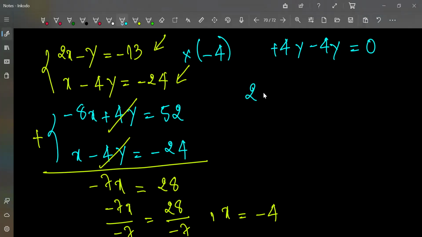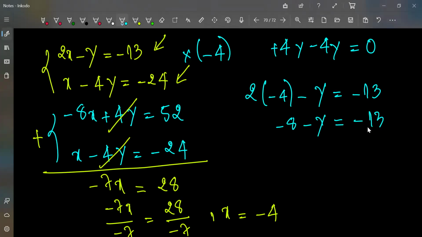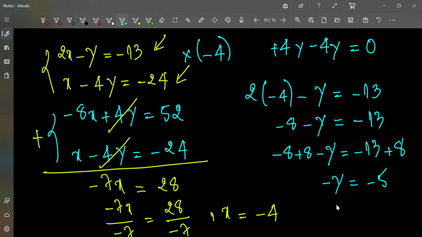So we get 2 multiplied by negative 4 minus y is equal to negative 13. So 2 multiplied by negative 4 is negative 8, negative y equal to negative 13. So let's add 8 to both sides. We get this. So negative y is equal to negative 5. Okay. So y is equal to 5.